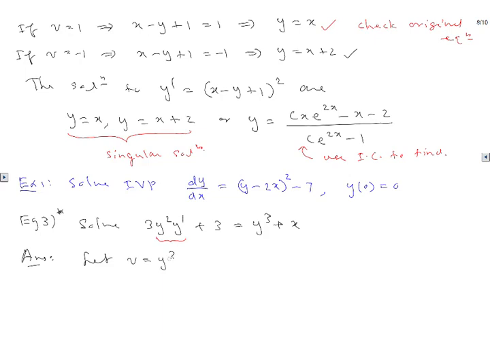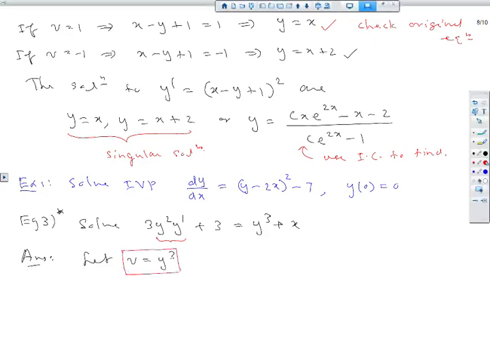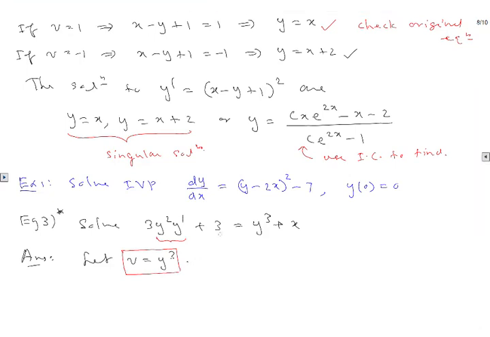Okay, so that's the starting point. Once you use this substitution, everything is going to work very well. Then if you take the derivative of both sides, this becomes dv over dx, and here we need to take the derivative of v with respect to y first, and then dy over dx. So this is the chain rule.